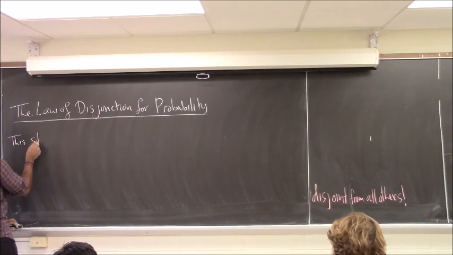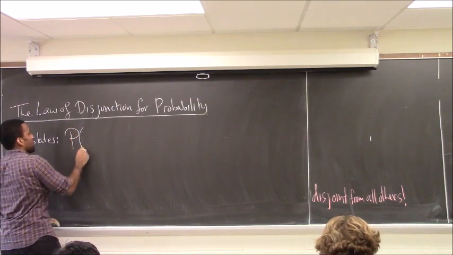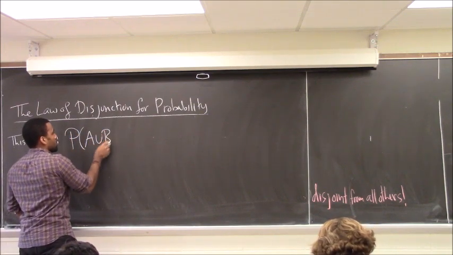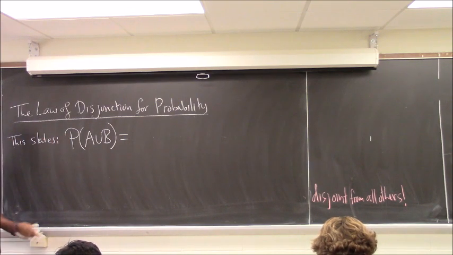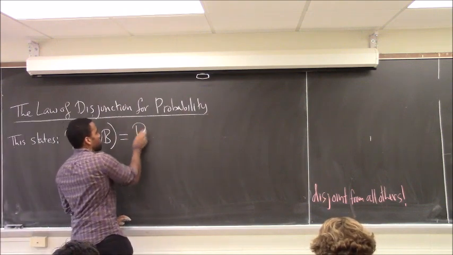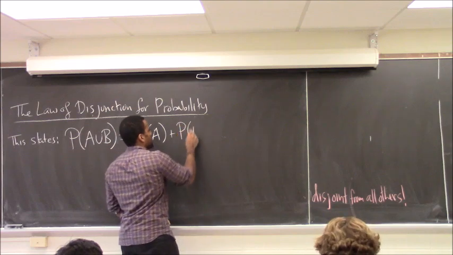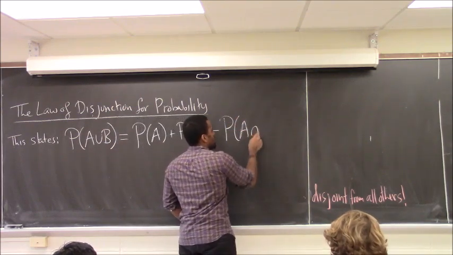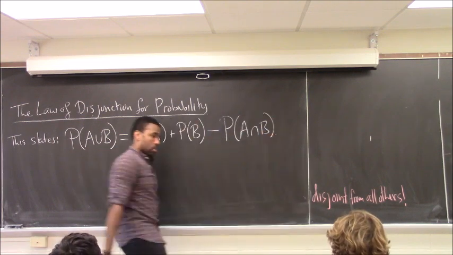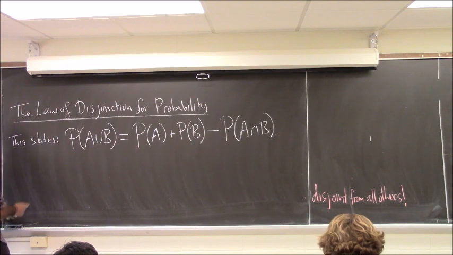This states the probability of a union of events, where you don't necessarily know anything about the sets in the union. They could overlap, they might not overlap, but it will always be the probability of the first event plus the probability of the second event minus the probability of both events happening at the same time. And you might say, well, why is that?